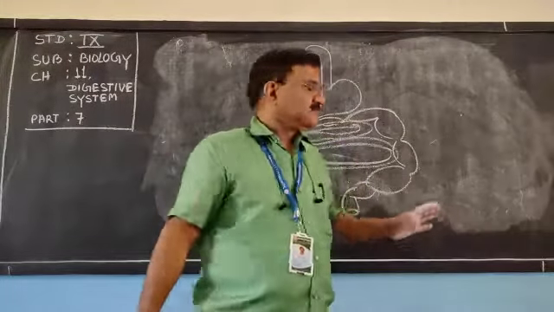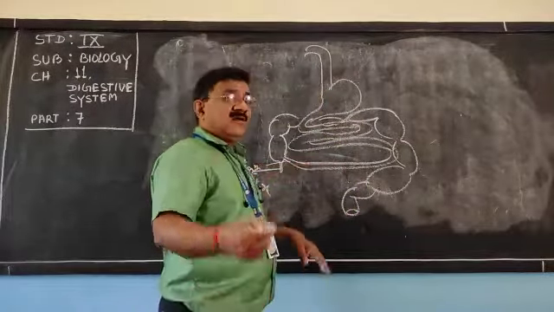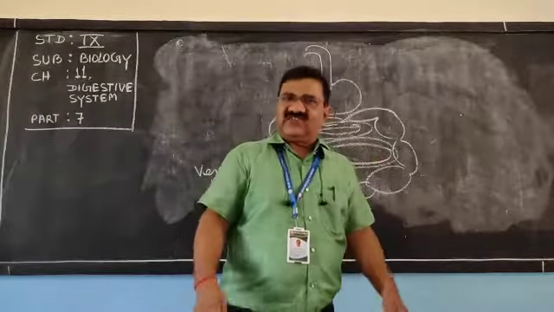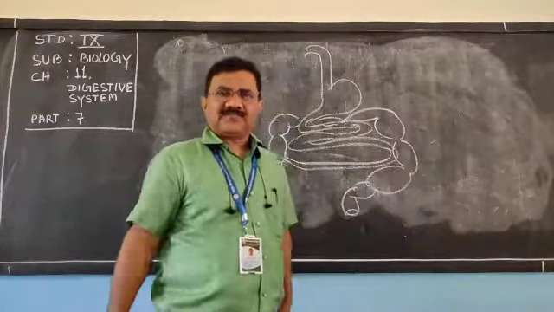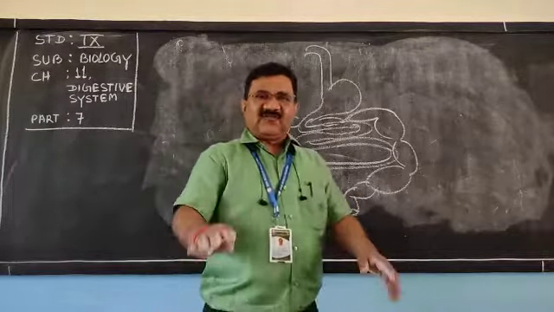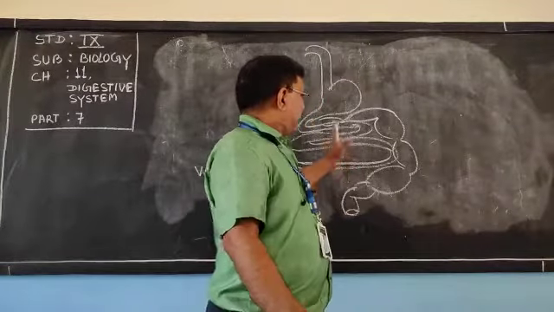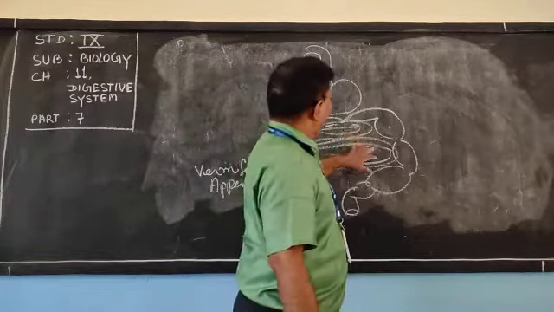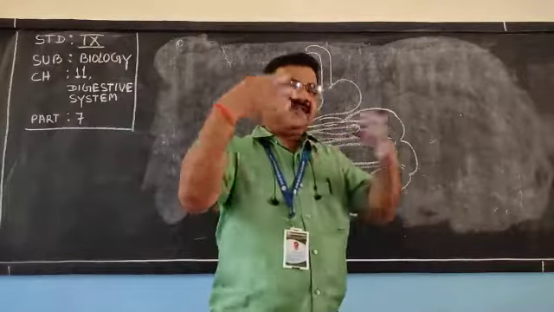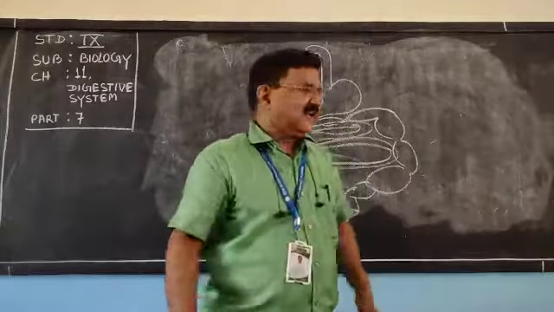Very clear? So now the undigested part of the food. Everything is not digested in the small intestine. Undigested part of the food is left over. And the important component of the food is absorbed by the small intestine and reaches the blood vessel and lymph vessel.